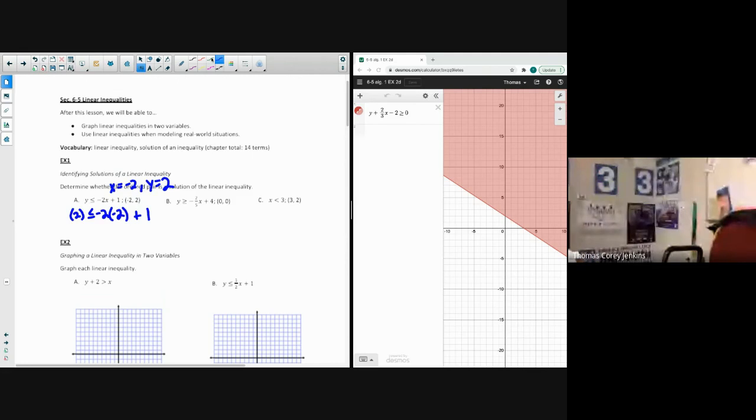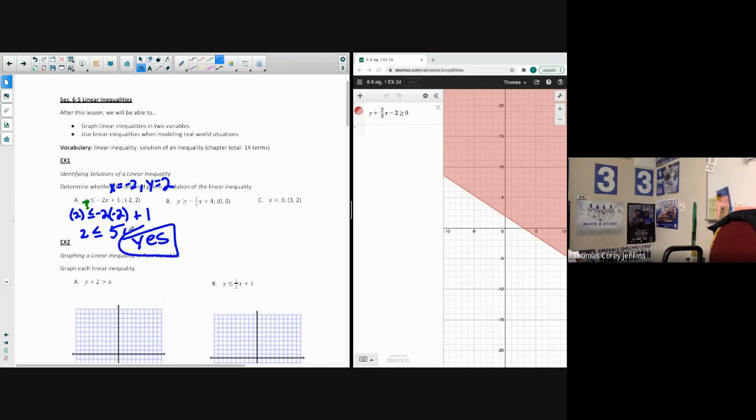So the question is, is what I have here true? We want to simplify the right side. In your calculator, negative 2 times negative 2 plus 1 is going to be 5. So really that says 2 is less than or equal to 5. Is that true? Yes, that is true, because 2 is less than 5. 2 is not equal to 5, but 2 is less than 5. And so the answer here would be yes.